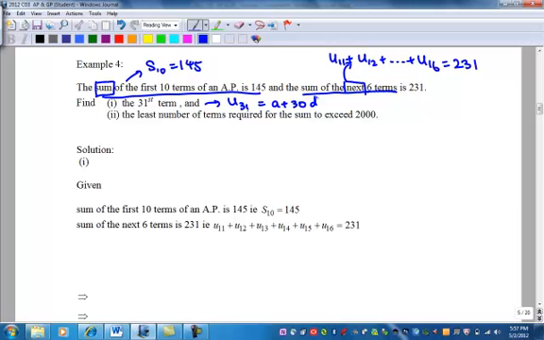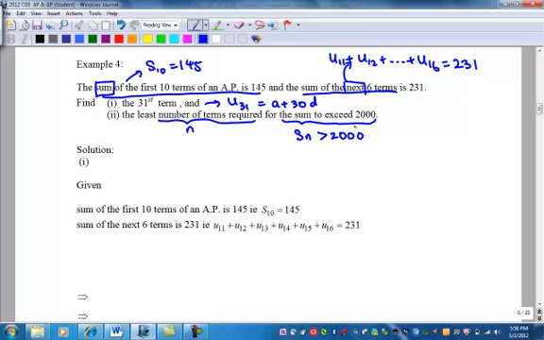For part 2, we are asked to find the least number of terms required. Number of terms required means n, so we are asked to find the least n required for the sum to exceed 2000, meaning S subscript n exceeds 2000.